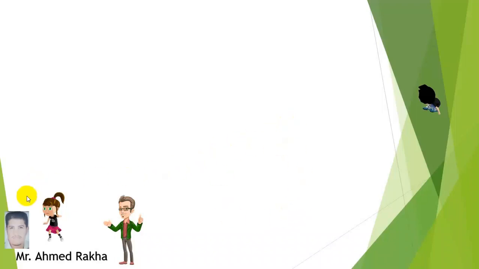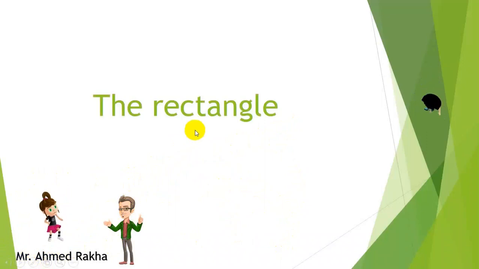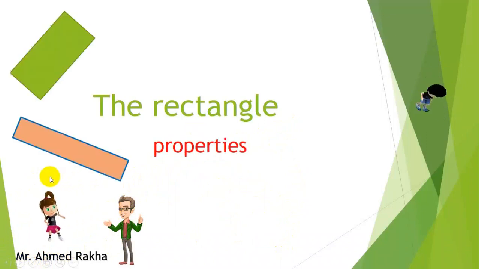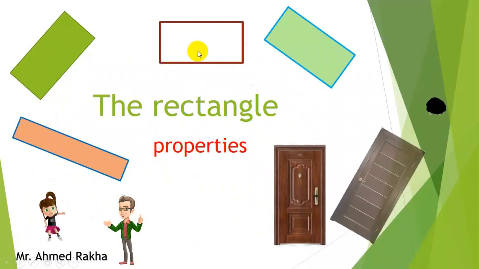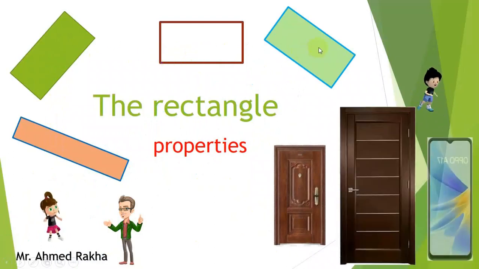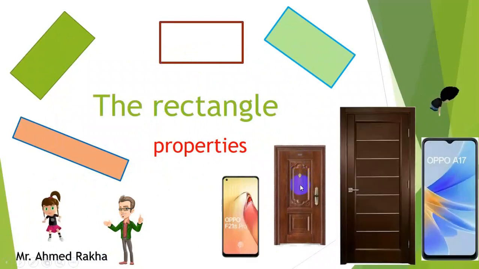Welcome everybody. Today inshallah we'll talk about the properties of the rectangle. In rectangles, we can see rectangles here. This is a rectangle, this is a rectangle. We can see shapes in the form of a rectangle like our mobiles and our doors.